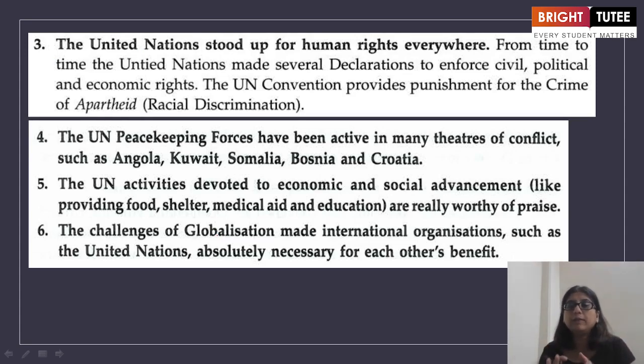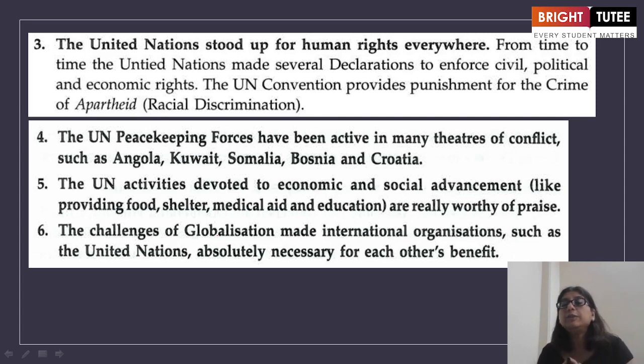And the United Nations stood up for human rights everywhere. From time to time, the United Nations made several declarations to enforce civil, political, and economic rights. And the Convention provides punishment for the crime of apartheid, that is, racial discrimination. This you might have done in your class 8. The racial means the color differences, the differences between the blacks and the whites. And South Africa was one of the victim countries of the apartheid system.